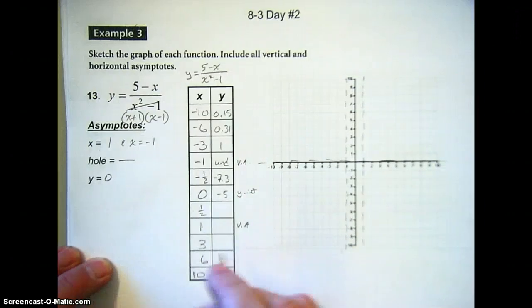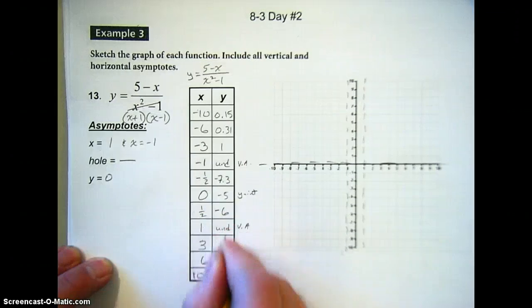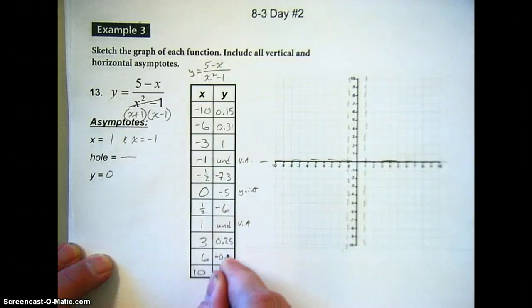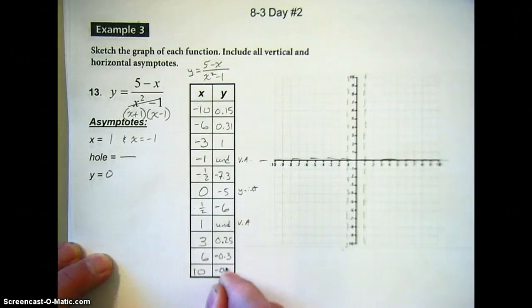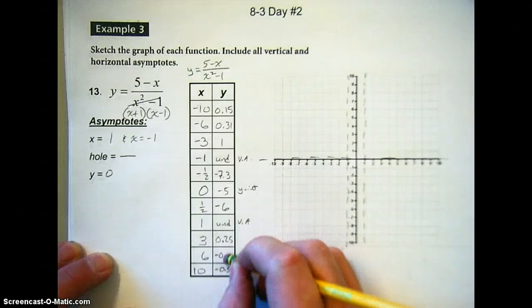How about 1/2? Negative 6. How about 1? How about 3? How about 6? Negative 1/35. Negative 0.2. Okay, how about 10? Negative 0.05 repeating. No, 0.5 repeating. Pretty close. So 0.05, and the 0.5 is being repeated.